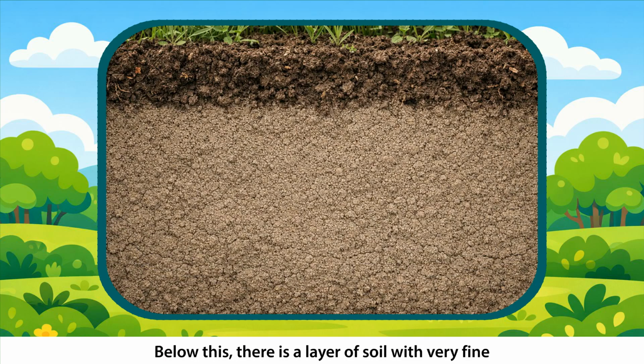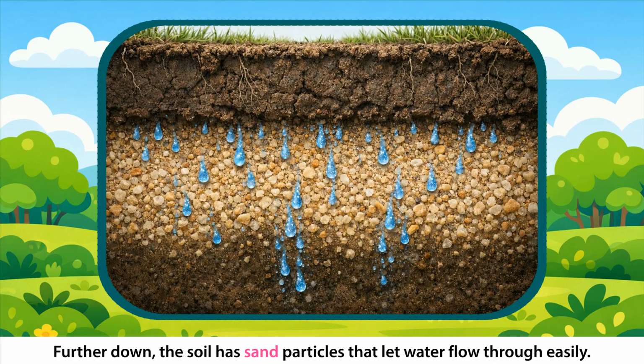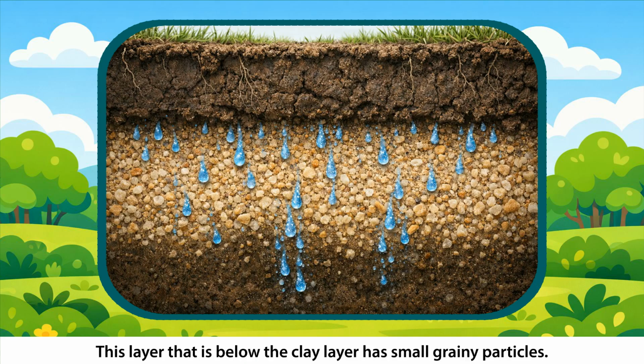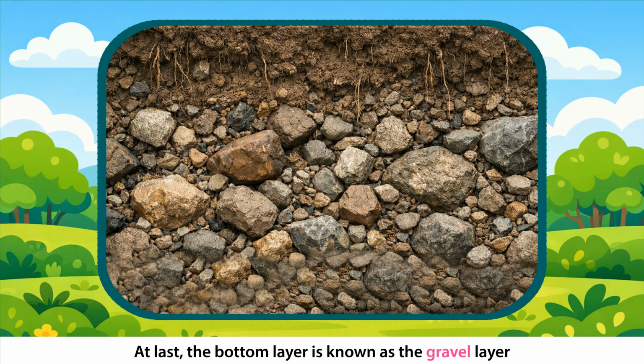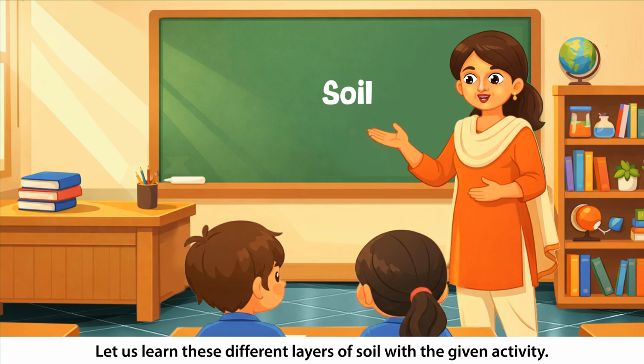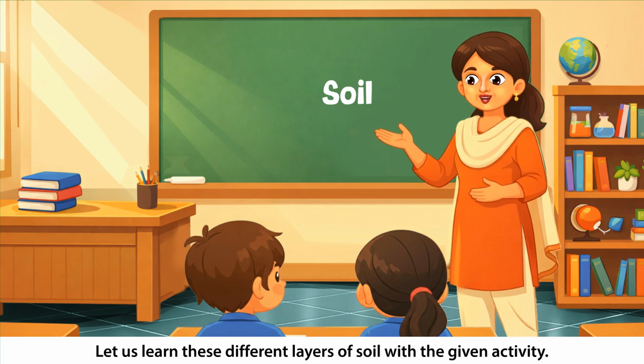Below this, there is a layer of soil with very fine particles tightly closed together called clay. Further down, the soil has sand particles that let water flow through easily. This layer that is below the clay layer has small grainy particles. At last, the bottom layer is known as the gravel layer, which has big soil and rock particles. Let us learn these different layers of soil with the given activity.